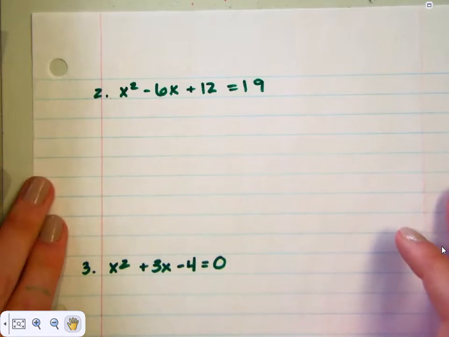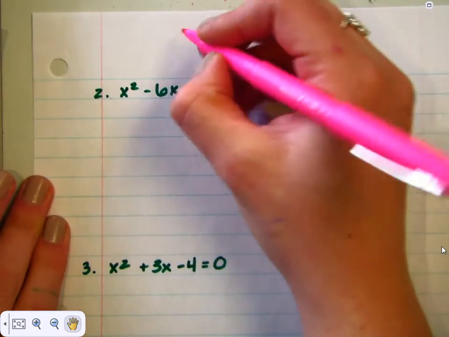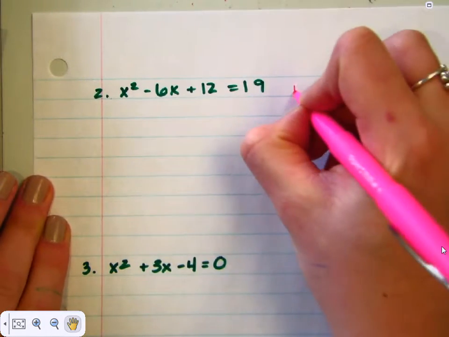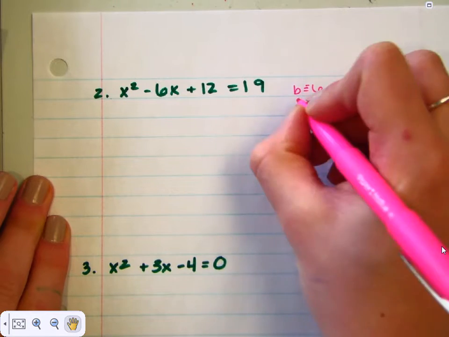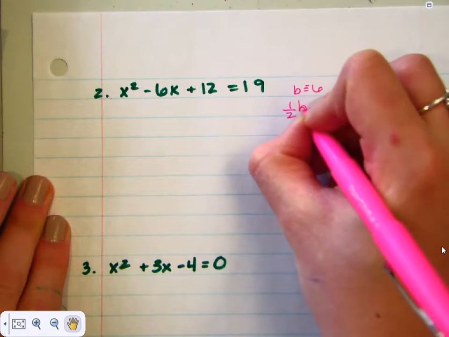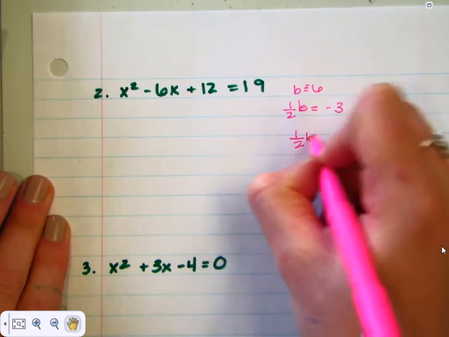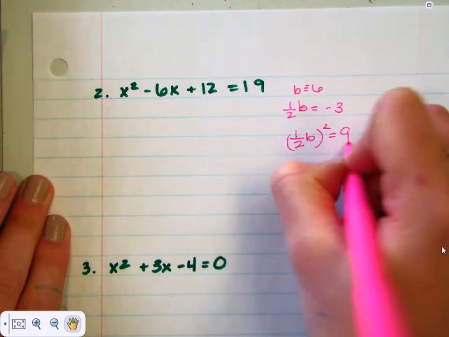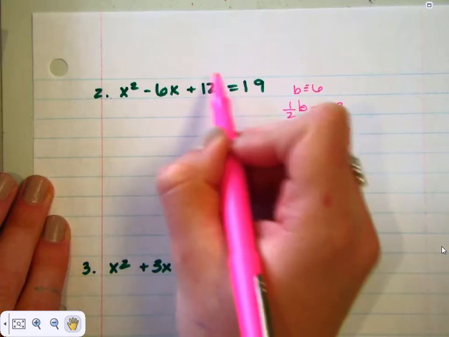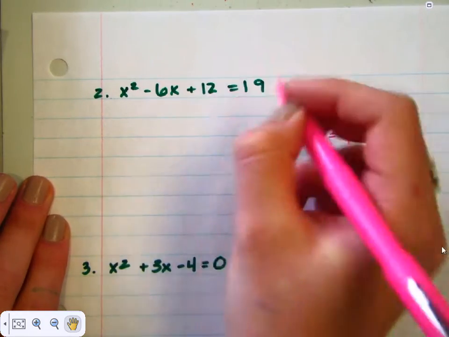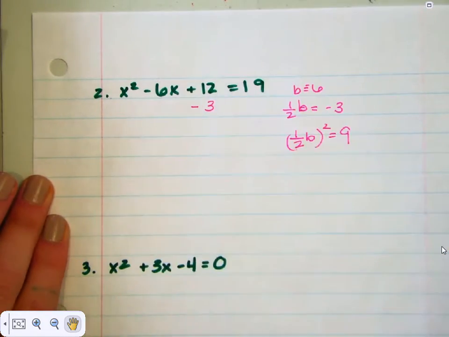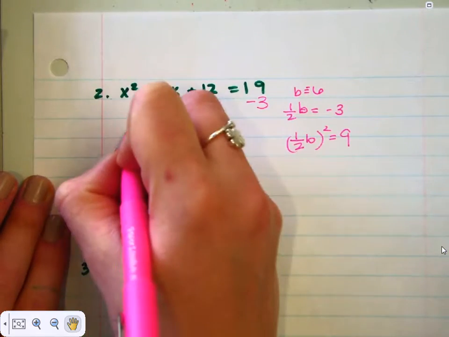Okay. So this number is -6, so my b value is -6. If I want half of b, I'm going to split it in half so I get -3. And then I'm going to take that half value and I'm going to square it. So my half value squared would get 9. So to make this number right here 9, because that would make it a perfect square trinomial, I'm just going to subtract 3 on both sides.